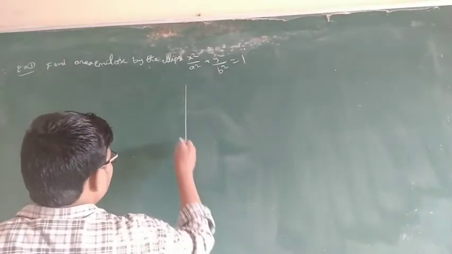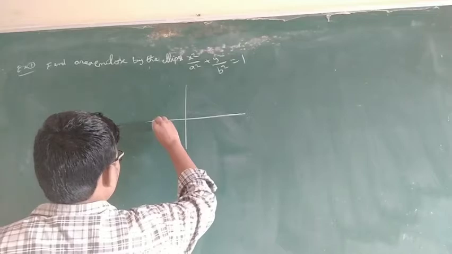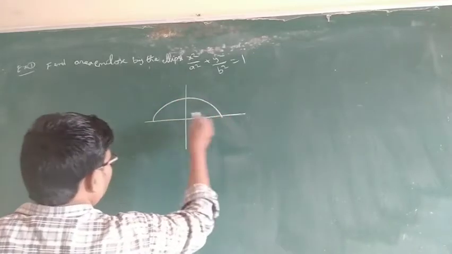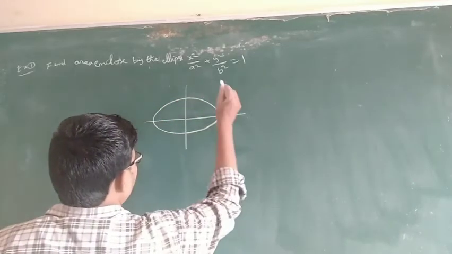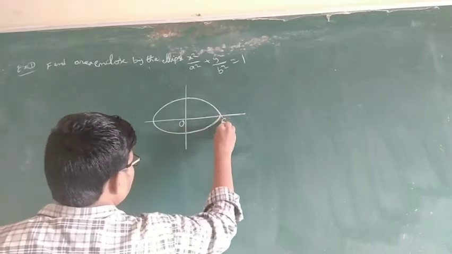Find the area enclosed by the ellipse x square by a square. Ellipse. Ellipse is the shape of 0. This is a.